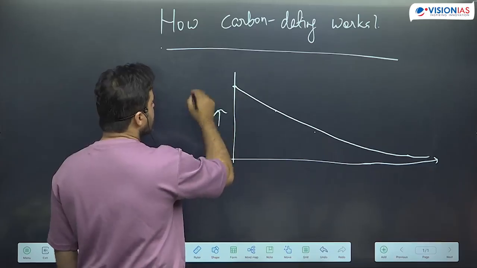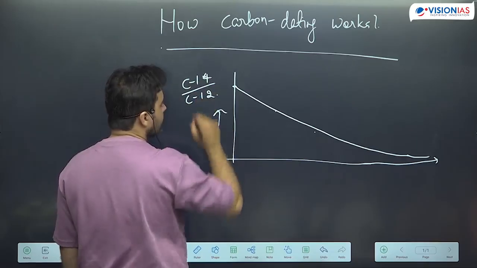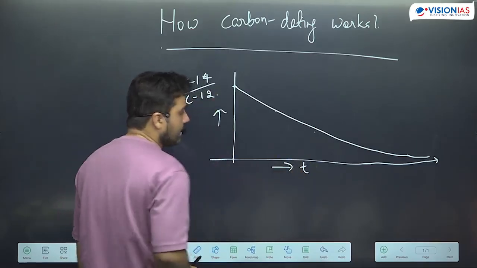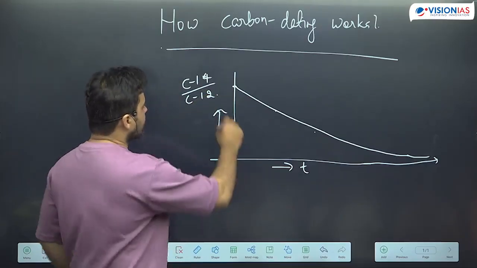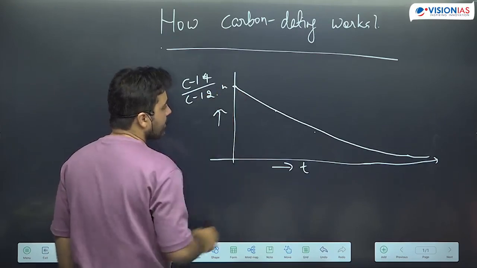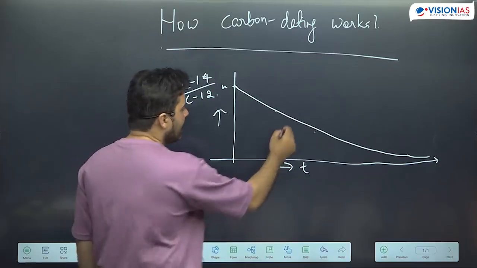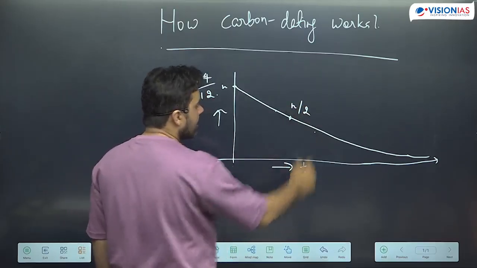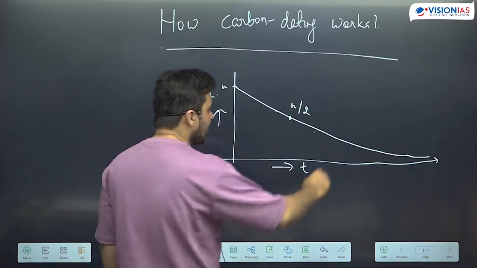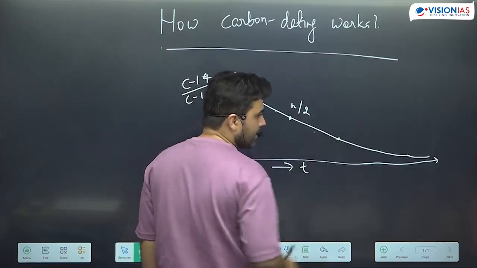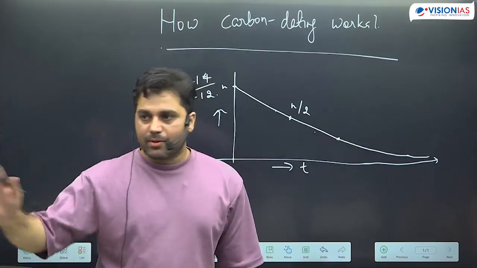Let's say this is a plot of carbon-14 by carbon-12, and this is the plot of time t. When something was alive, this was the ratio. Let's say this is n here. When I collected that sample 6,000 years later, I found this n by 2. I immediately know that this is 6,000 years old. If I found it n by 4 or somewhere in between, I know that this is 12,000 years old, this is 18,000 years old.